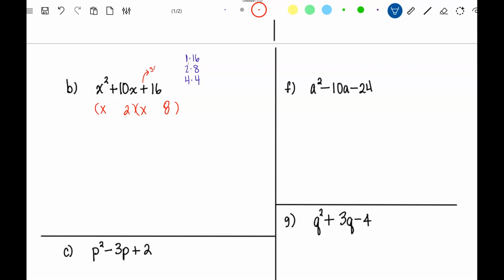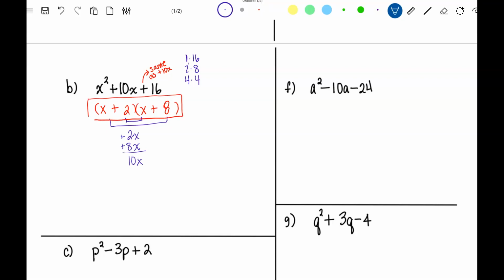That means that they have the same sign as 10x. So plus and plus. And we can check, 2x and 8x combine to give us 10x. So this right here does work.